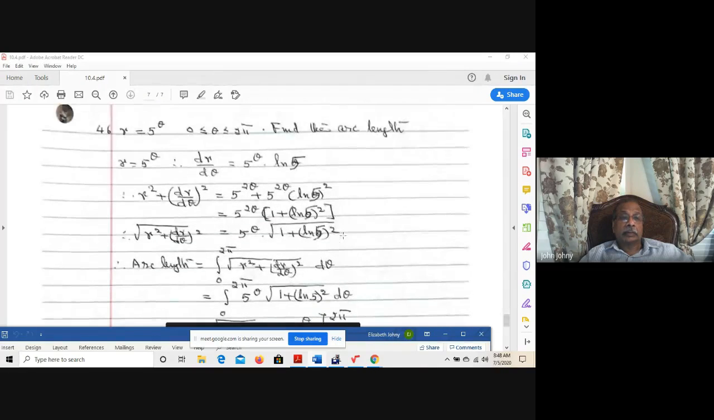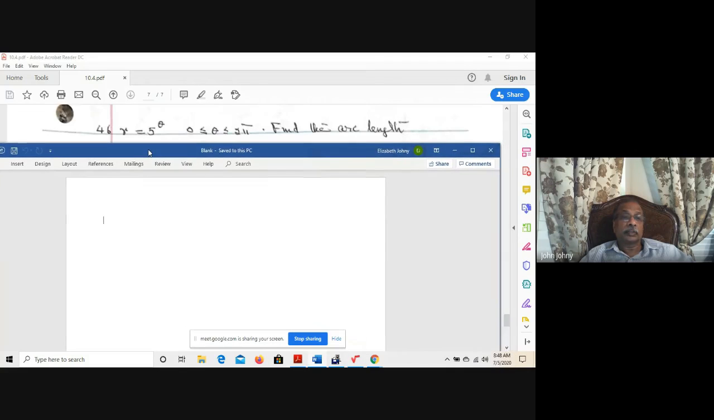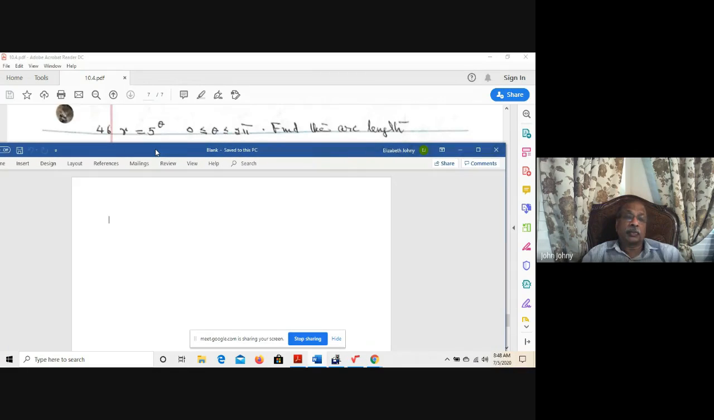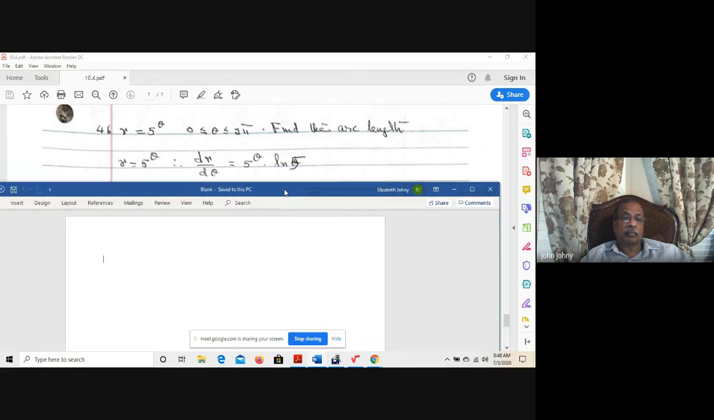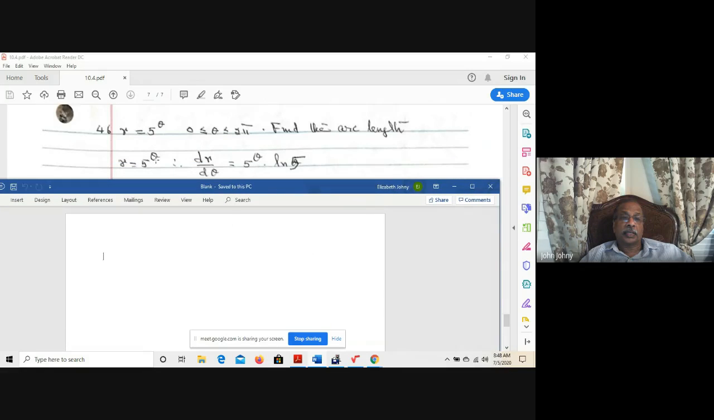Then, next. This is question number 46 from the textbook. R is equal to theta times 5 to the power of theta, 0 less than or equal to theta, less than or equal to 2 pi. That is given in the problem. So you don't need to graph it. Find the arc length. Direct application of the formula. R is equal to theta times 5 to the power of theta. Therefore, dr over d theta is 5 to the power of theta times natural log of 5.